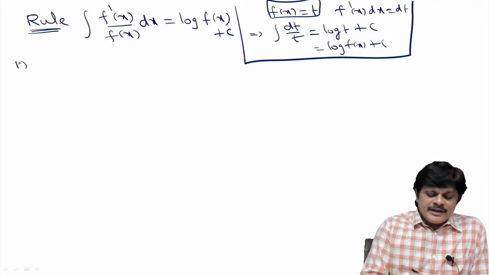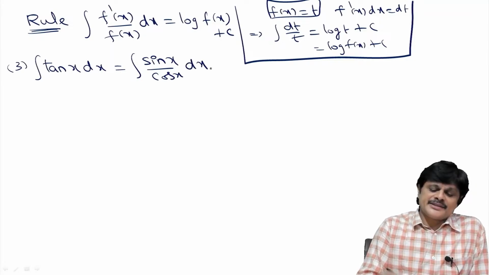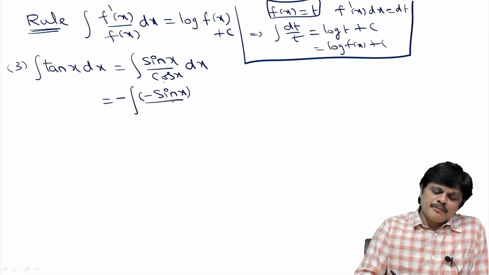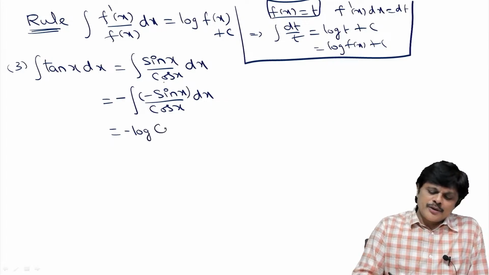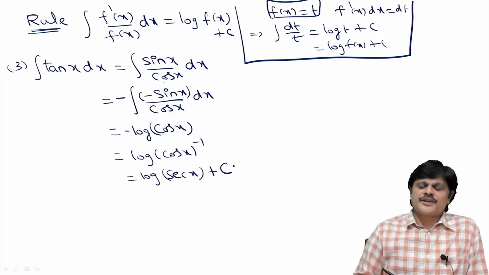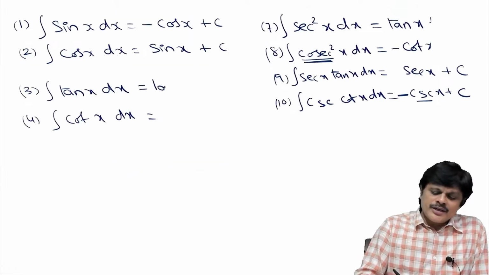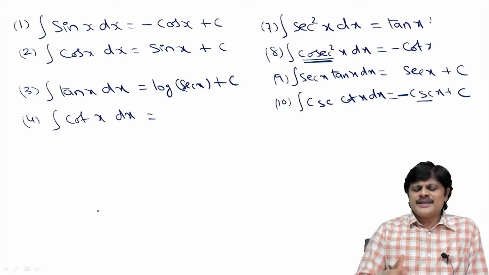Now the third one, the integral of tan x dx. What is tan x? Sin x by cos x dx. The derivative of cos x is minus sin x. So I write it as minus of minus sin x by cos x dx. Now see, the derivative of the denominator is the numerator, so that is minus log cos x, which is log of cos x to the power minus 1, which is 1 by cos x, that is log secant x plus the constant of integration. So the integral of tan x would be log secant x. Strictly speaking you have to put the mod sign, but as I told you, we try to take values of x such that it is positive only. So we generally ignore that. It is only a convenient notation, nothing more than that.